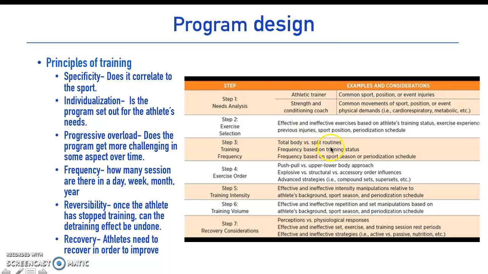Meaning, are you going to do a push and a pull exercise day? Or are you going to do a leg day and then an upper body day? Okay, that will all be based around how many times a week you train and where you are in your season.